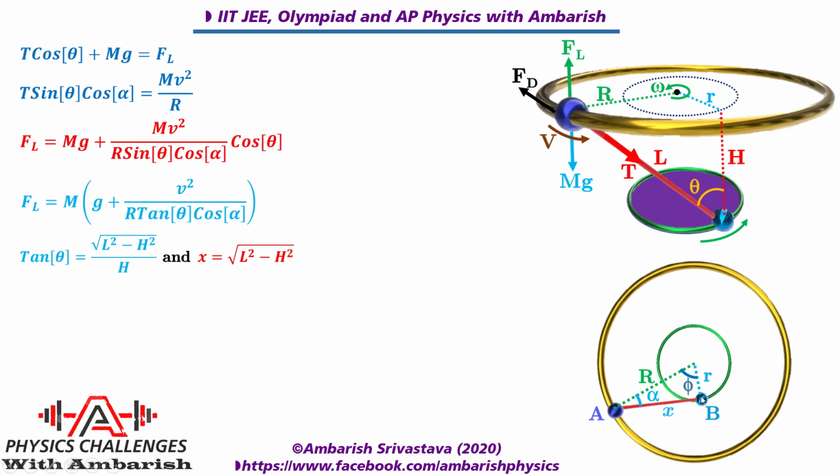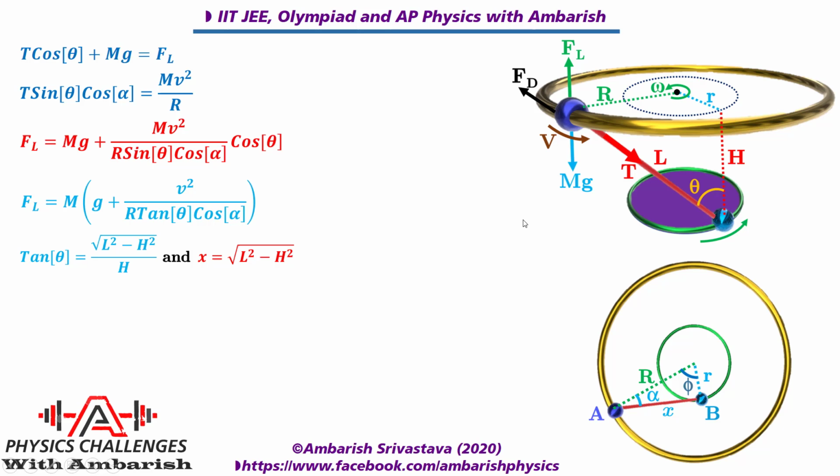As you can see, in the top view it will be AB. The perpendicular will be the line AB, so that is the square root of L square minus H square. And tan theta is simply the square root of L square minus H square divided by H. Now X is this length, which I said is the square root of L square minus H square.